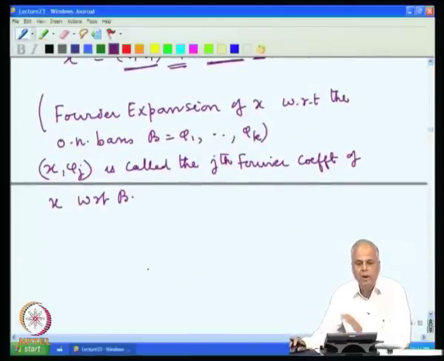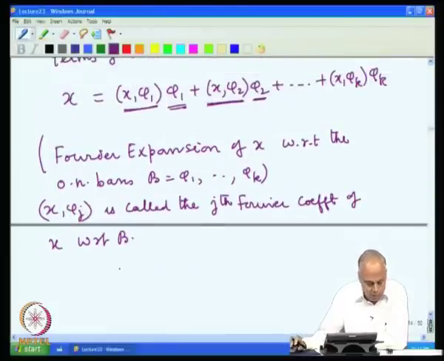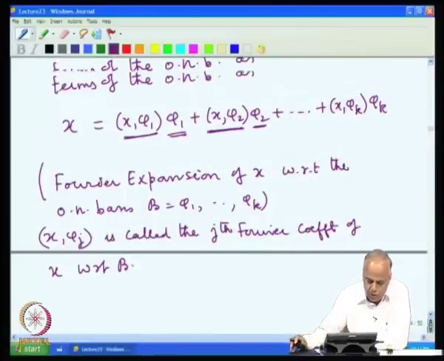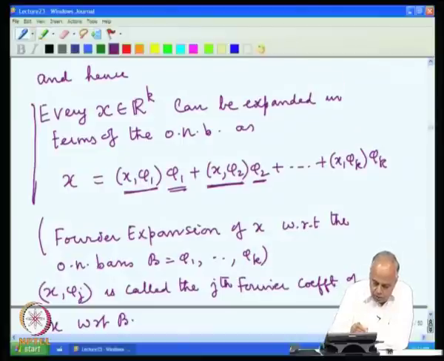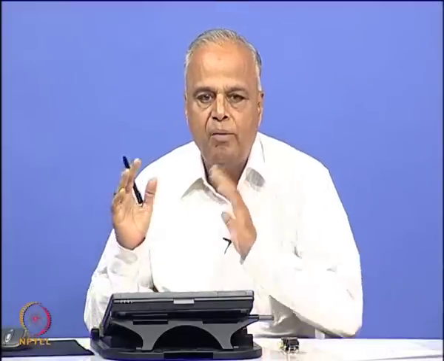We have an order here: phi 1, phi 2, phi k. So, let us treat this as an ordered orthonormal basis. Therefore, the first conclusion is that every vector can be expanded in this form. This is the first important conclusion. Once we have an orthonormal basis, every vector can be expanded in a Fourier expansion with respect to this orthonormal basis.